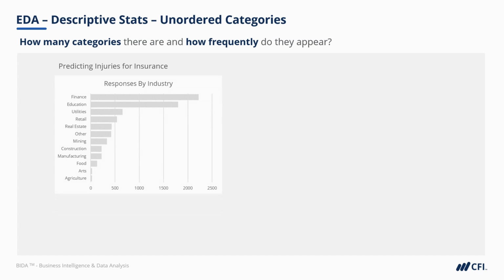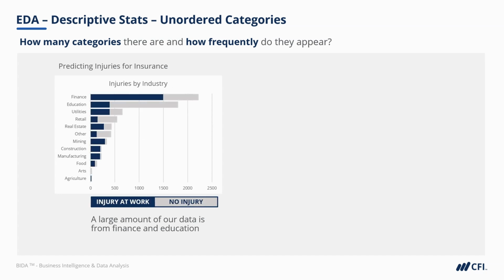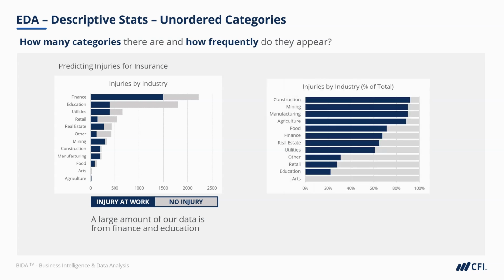We have some basic categorical data by industry. This feature has 12 unique values or categories. By plotting a sorted frequency chart, we can already see that a large chunk of our data comes from education and finance. Again, we can split each category using the target variable, so now we see injuries in each industry. Interesting, but perhaps a more interesting way to look at this would be as a percent of total. Now we can see three clear groups: low, medium, and high injury rates.